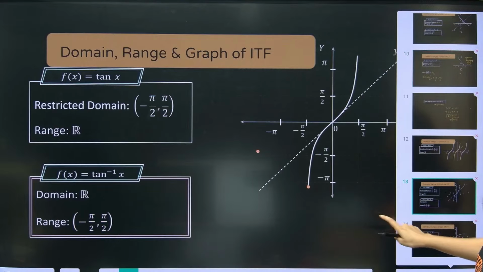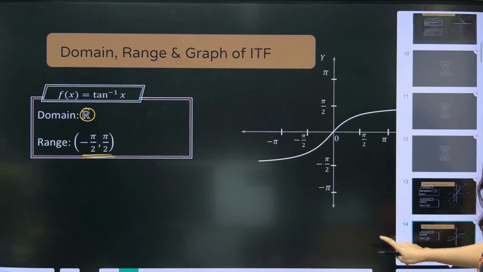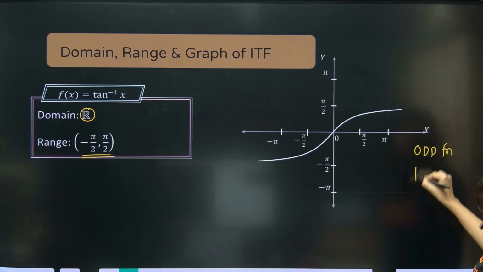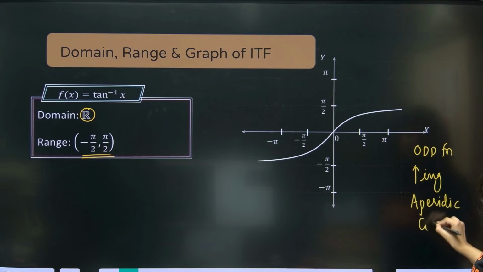This is what your tan inverse graph will look like. This is an odd function. Increasing function. Aperiodic is there. And it is continuous, it seems.